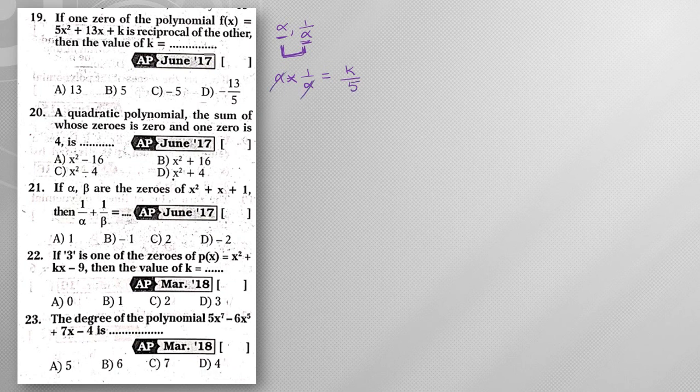So here alpha in the denominator, alpha will get cancelled. On the left hand side we are having 1. When I do cross multiplication, what I am going to get, k is equal to 5. So the answer is k is equal to 5.